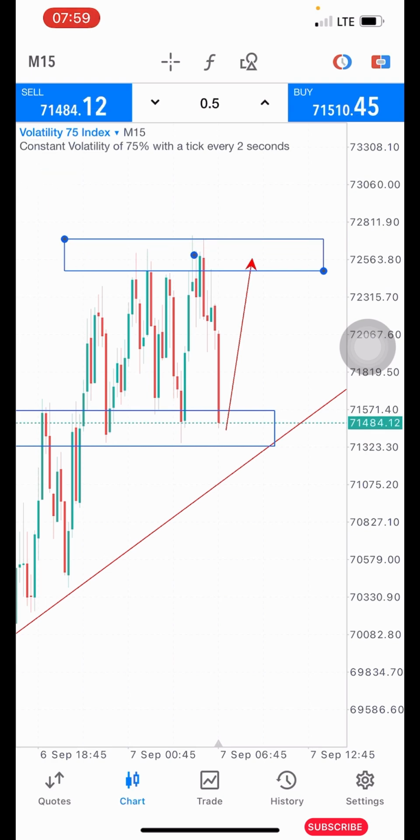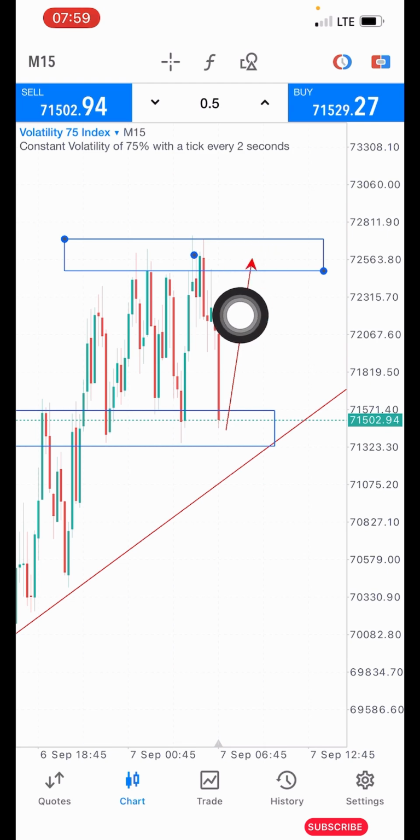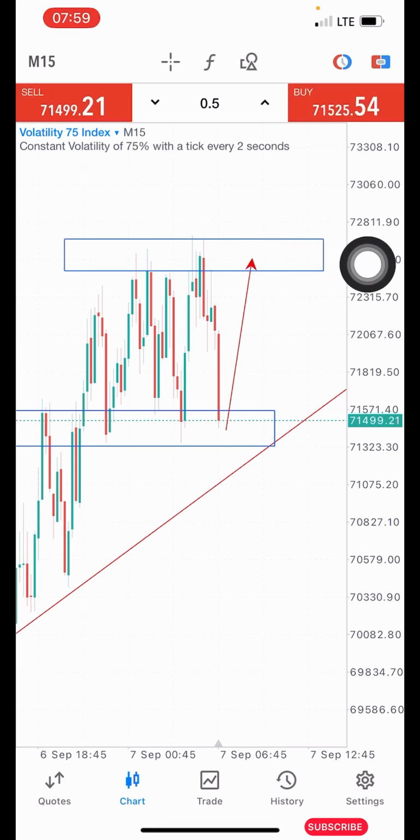As a scalper, I can decide to take this buy and hold for a short time, from this area down to this area, take my TP, and then exit the market. This is what you do as a scalper.